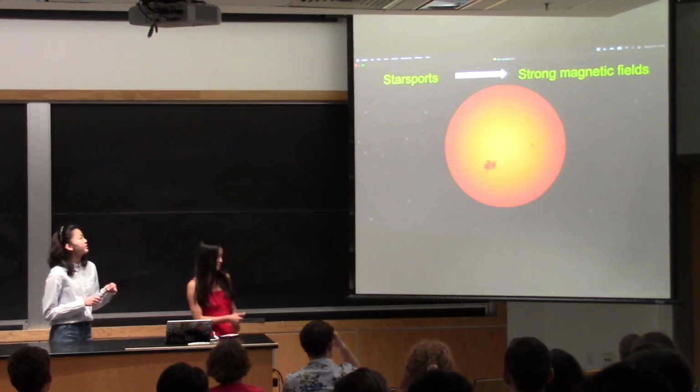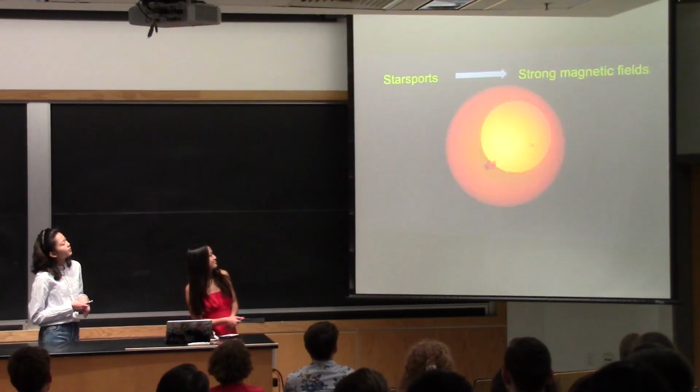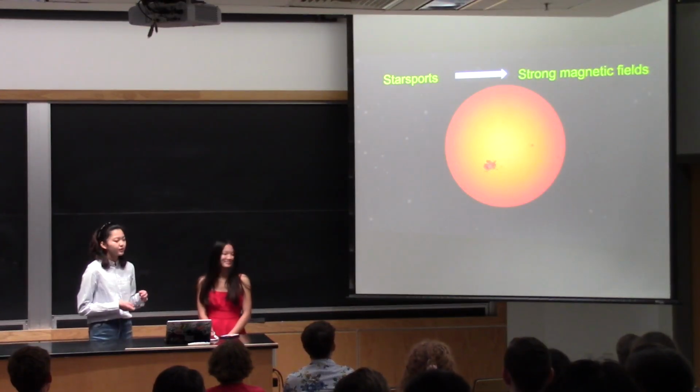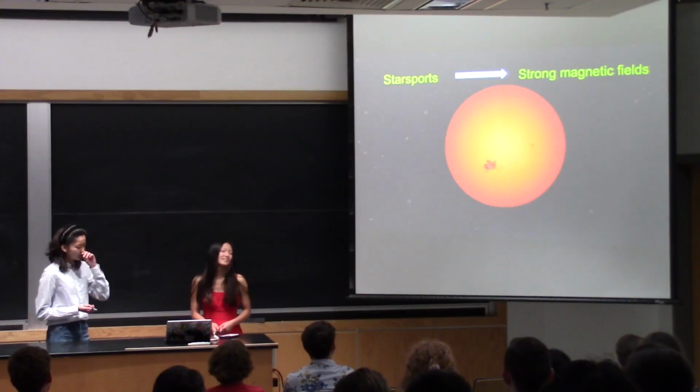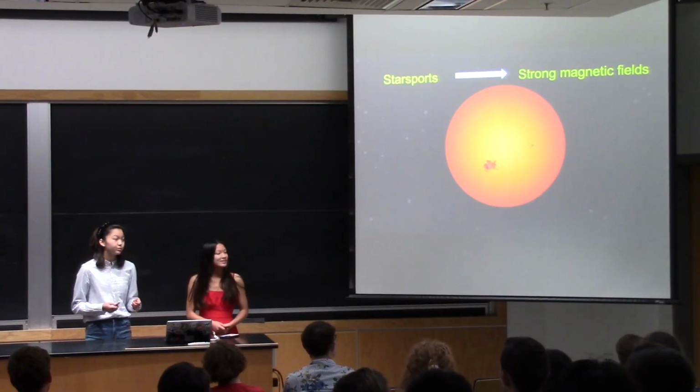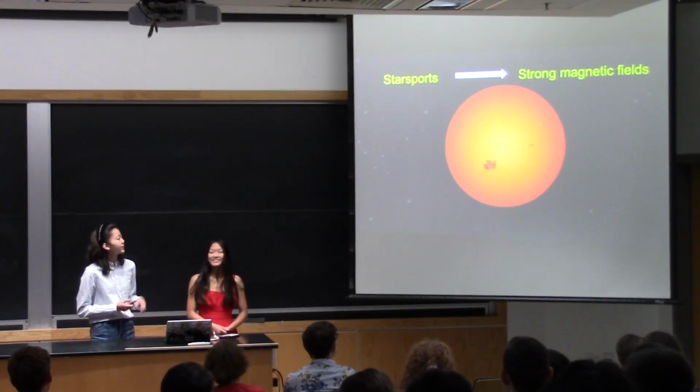Here is a picture of the sun, and the spots on the sun are called sunspots. We study star spots on stars, which are darker, cooler regions on the stellar surface, which are normally associated with strong magnetic fields.